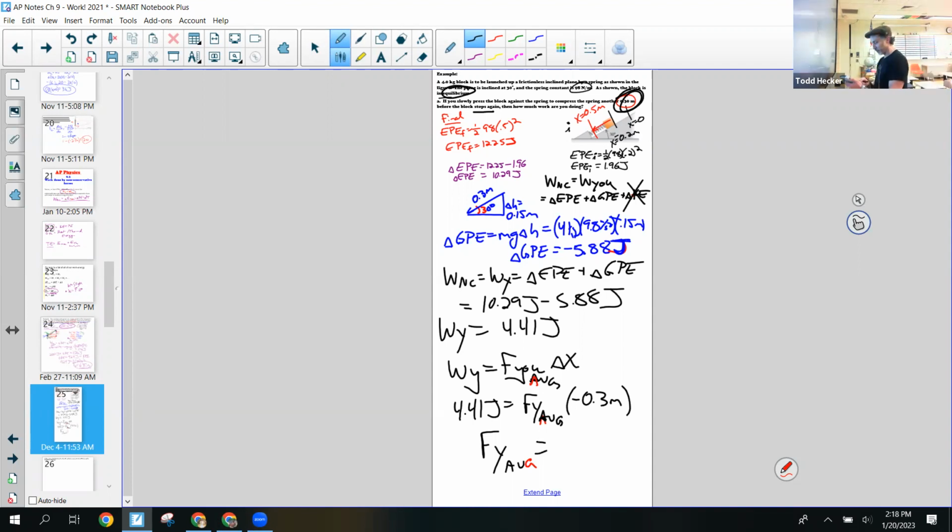What do we get? Let's see, 4.41 divided by 0.3 gives you 14.7 newtons. All right. So if your force is constant, that's how much force you exerted. Otherwise, that's your average force. Wow. All right. A lot going on there.